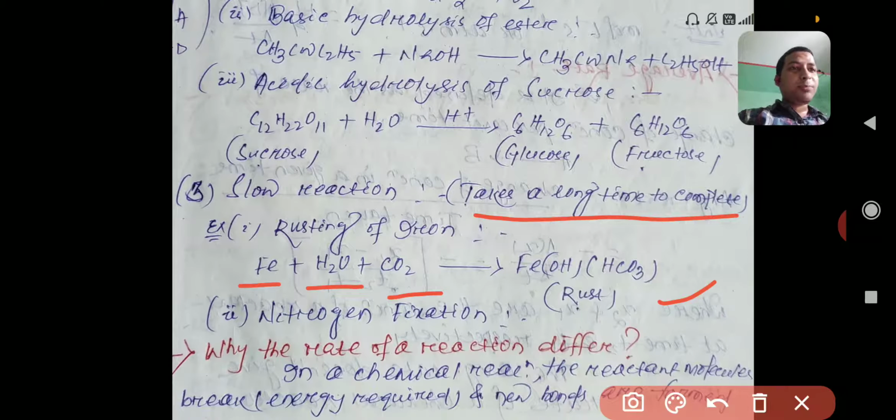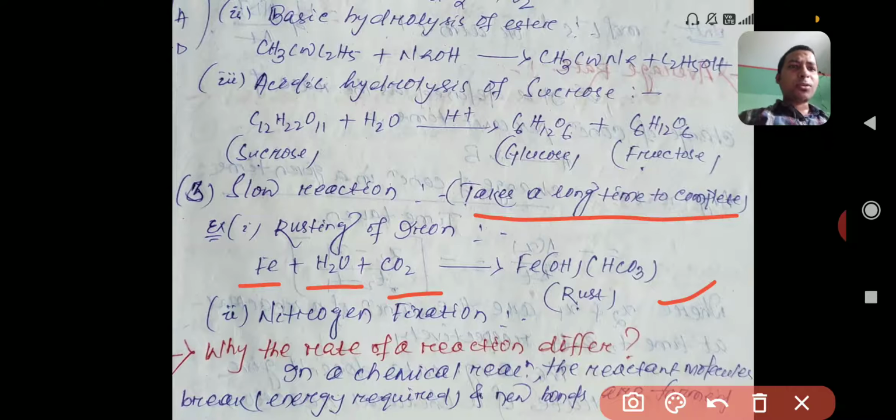And another example is fixation of nitrogen, or nitrogen fixation, that is done by Azotobacter, that is present on the roots of seeds. The structures are like small bubbles. I have not written the equations here. You can write them from your textbook. So moving on to the next.